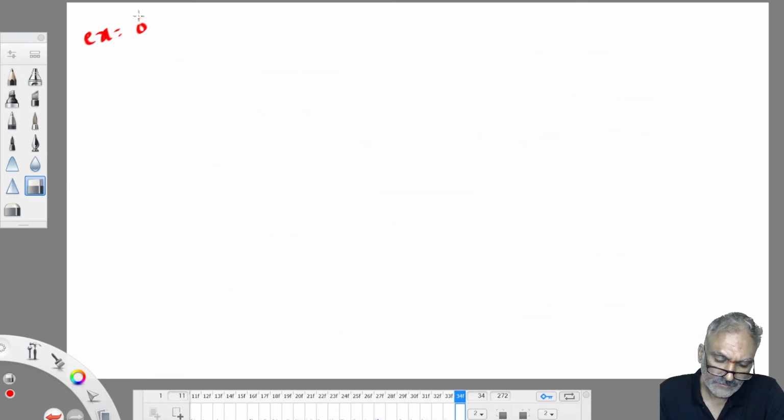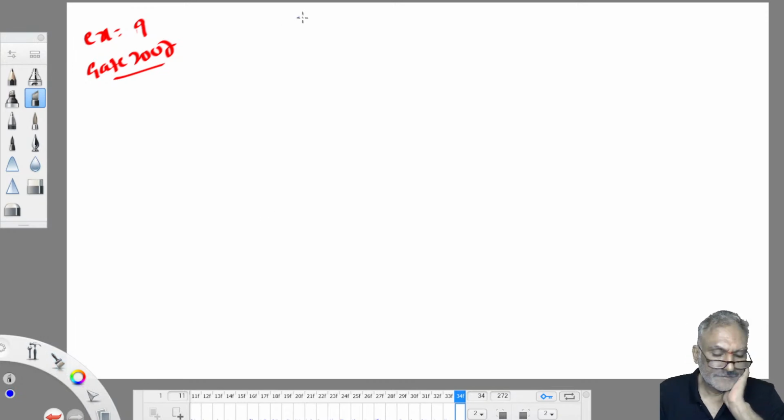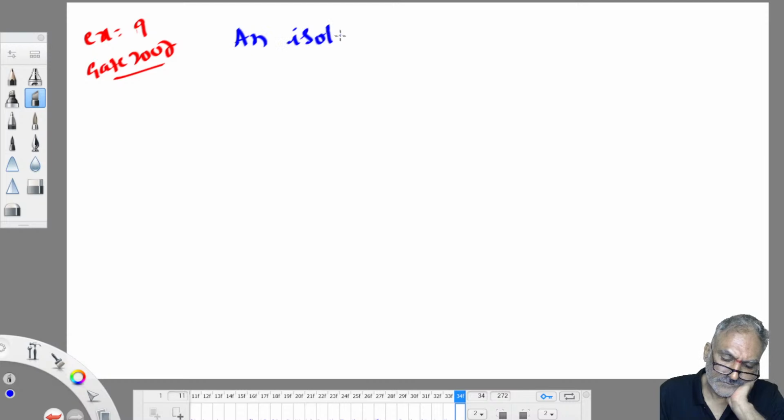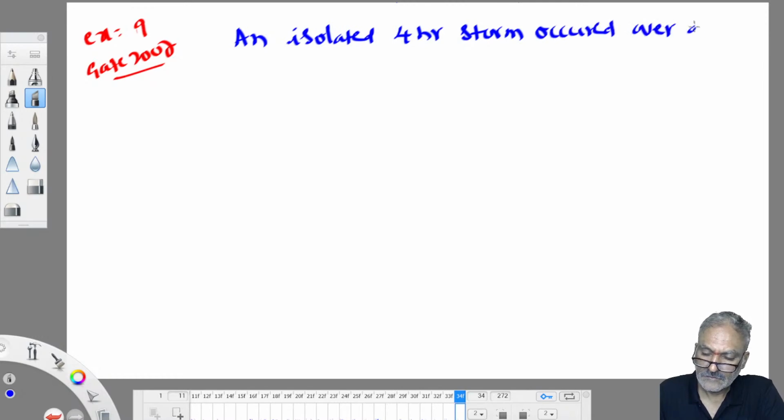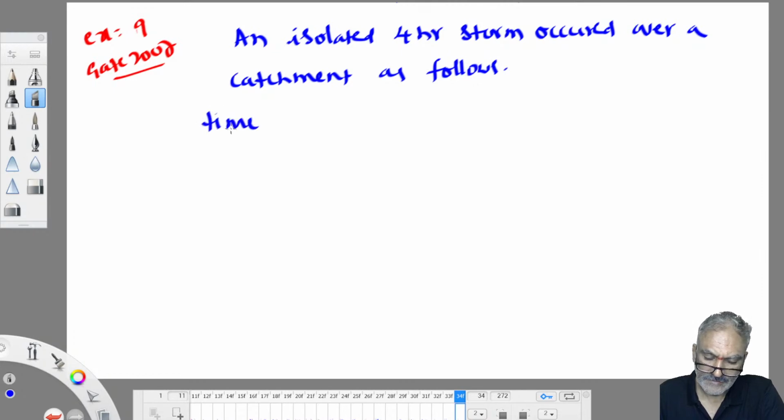Example 9. An isolated 4-hour storm occurred over a catchment, as follows. Time. Again, he has given rainfall.